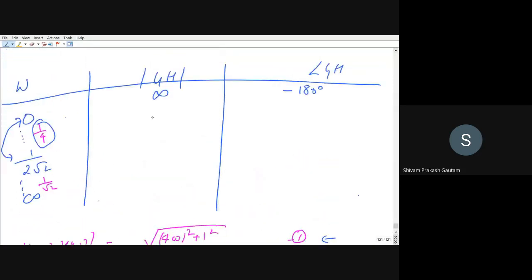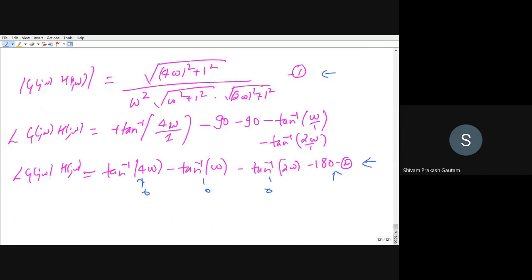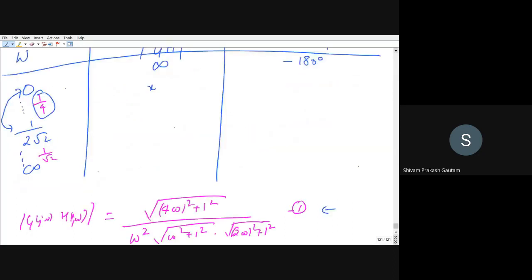Let us just say magnitude is x, and phase is important. What is important is phase. If you substitute omega is equal to 1 by 4, the phase I am getting is minus 175 degree. Phase is minus 175 degree.